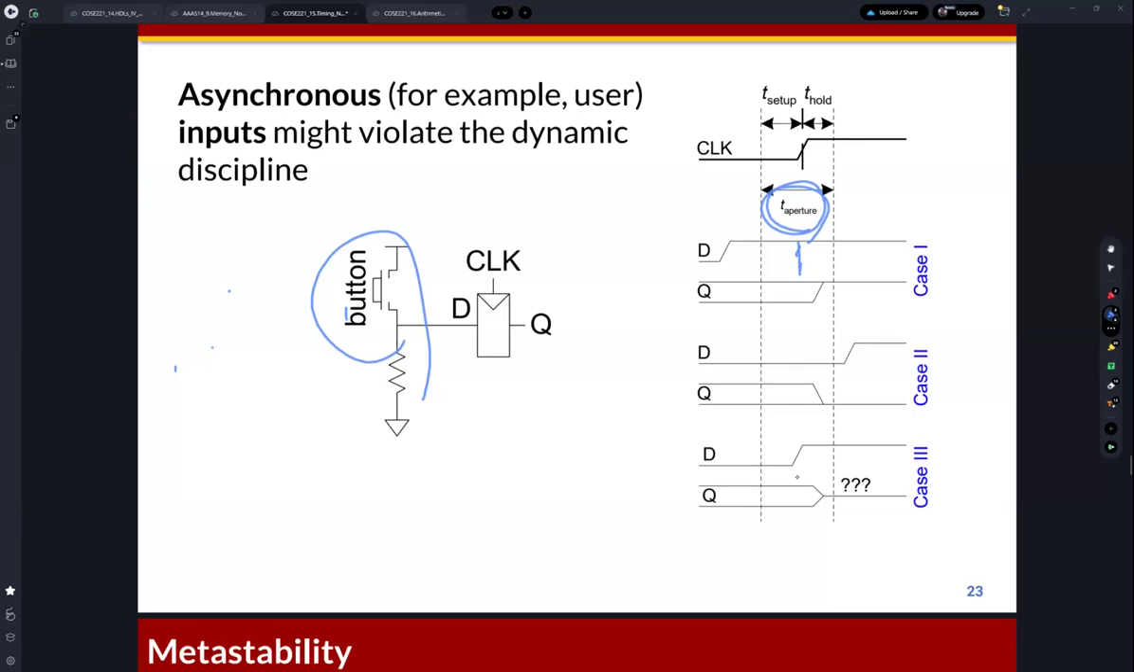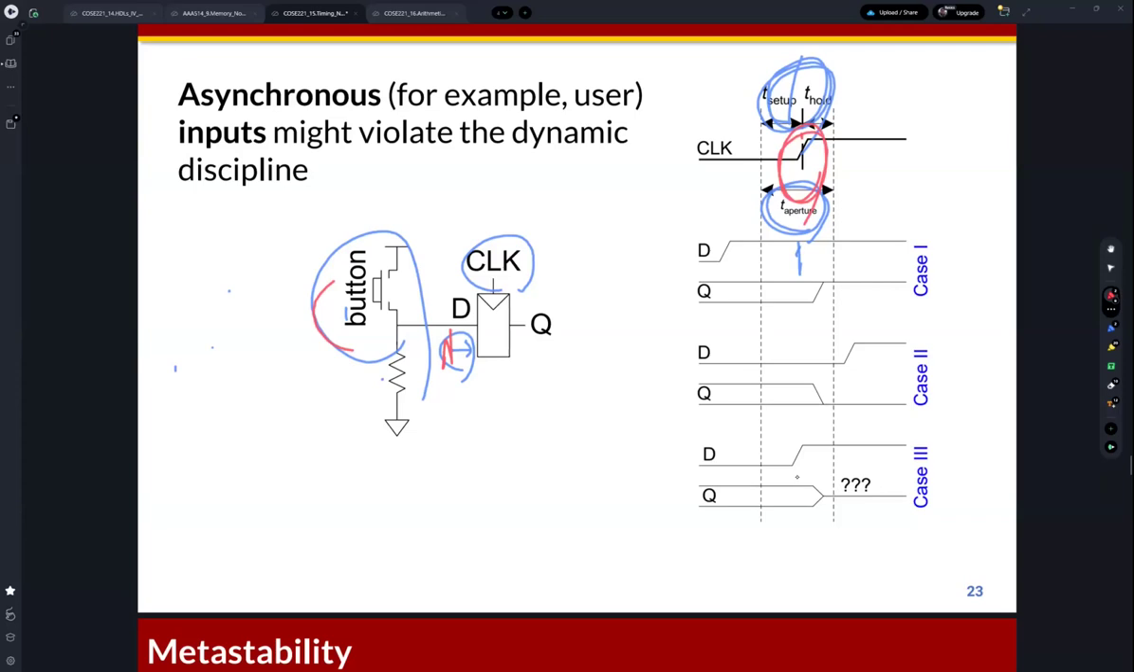We cannot control this signal with the D flip-flop, so we don't know the exact timing of this signal, which means the input can change during the aperture time. Then what will happen? This is the input from the outside of the system. It's sampled by the clock signal in the D flip-flop, but this signal can change during the aperture time. What will happen?